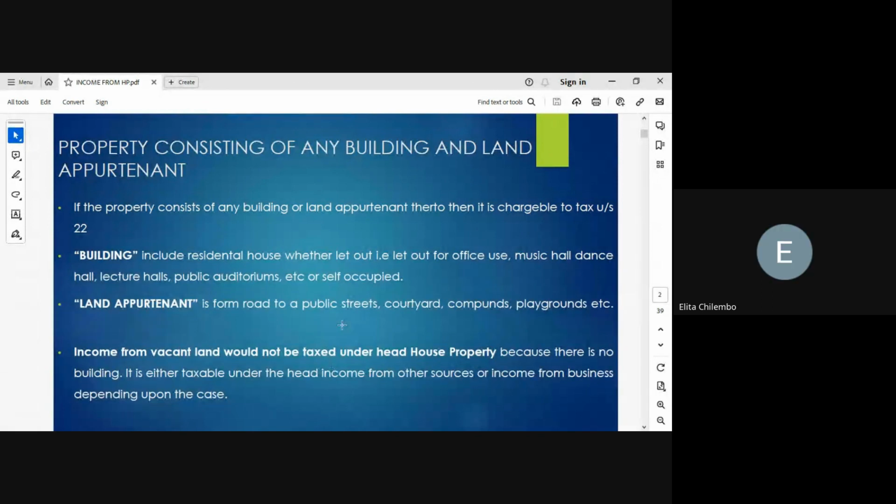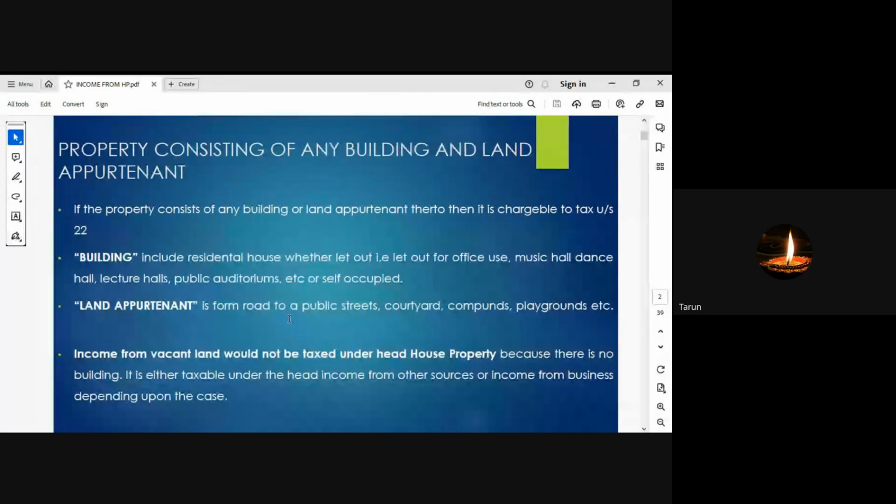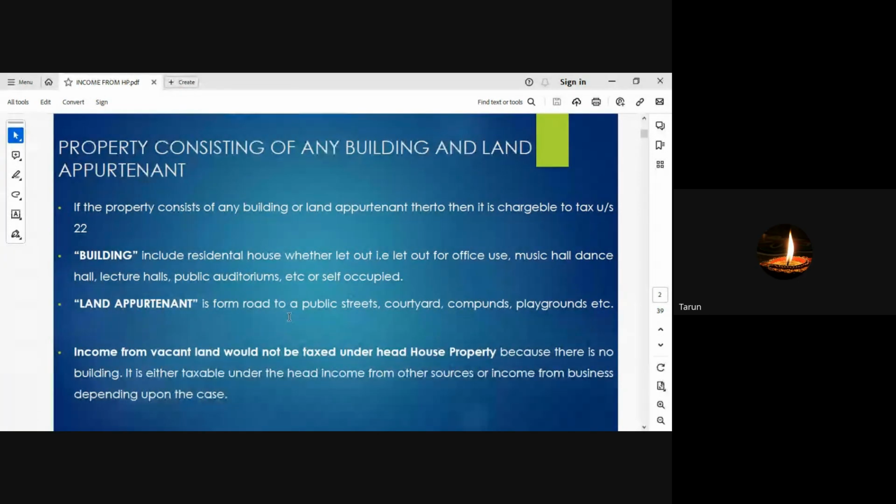Yes, sir. All right. So any income from any vacant land would not be taxable under the head income from house property, because there is no building. It would be taxable under income from other sources, or as income from business or profession. It depends upon the case.